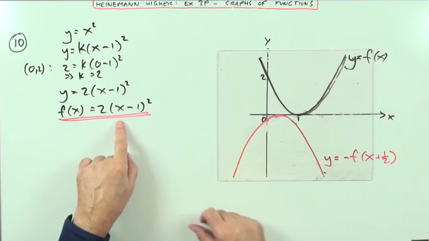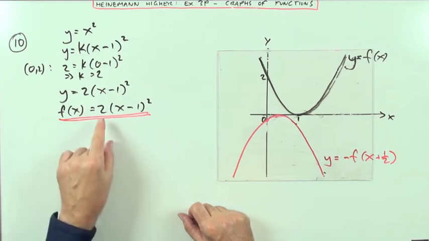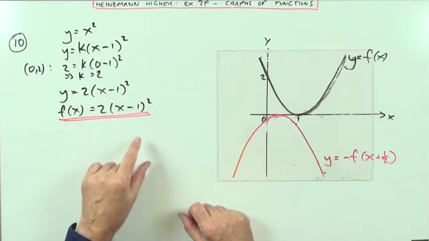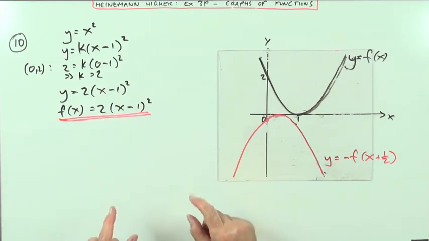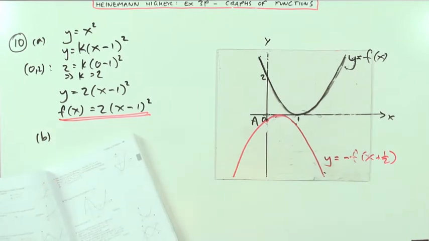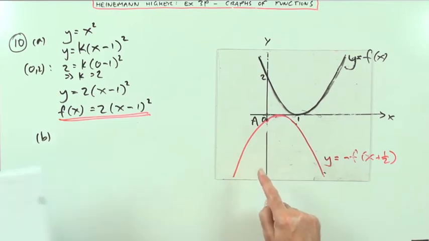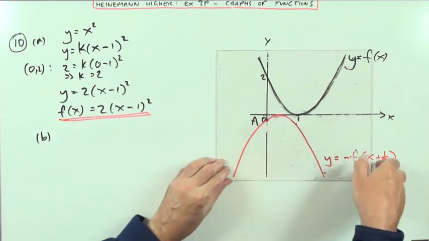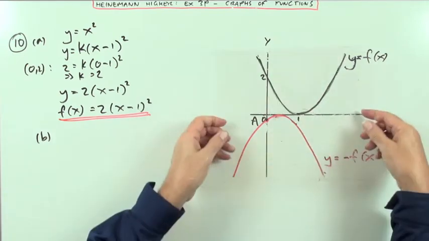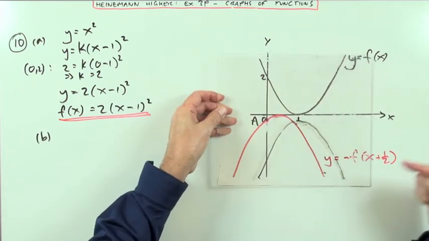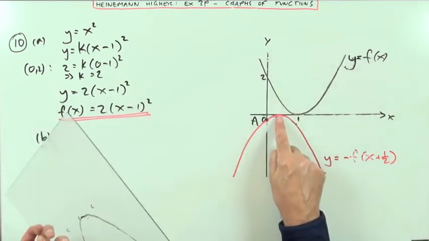Because multiplying it out would be double the square of that bracket, so it will be 2x squared minus 4x plus 2. Right. B. Find the coordinates of the point A where this graph cuts the y-axis. Now you know where it cuts the x-axis because that transform graph just says turn it upside down, x plus a half, move it back a half. So it cuts there at (a half, 0).